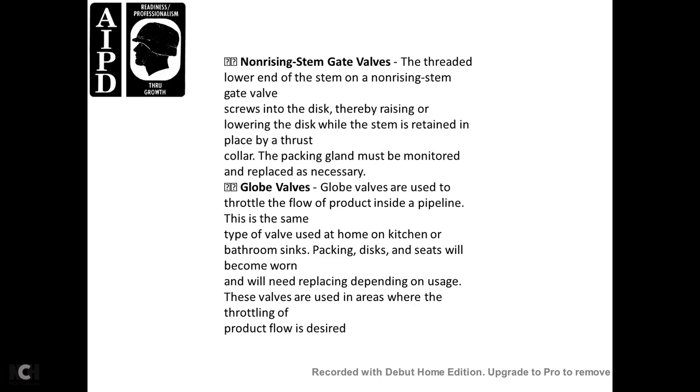Globe valves. The globe valves are used to throttle the flow of the product inside of the pipeline. This is the same as the valve that you use at home on kitchen and bathroom sinks. The packing, the disc, and the seats will become worn and will be replaced depending on usage. These valves are used in areas where throttling of the product flow is desired.